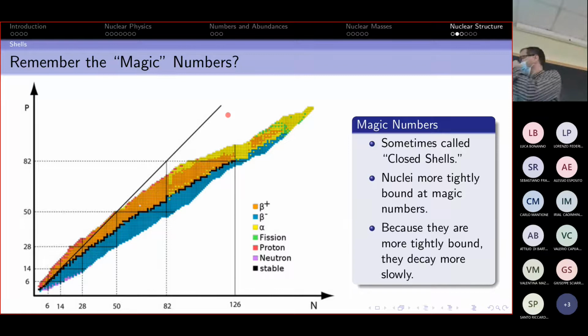Could you repeat what the magic numbers are? Actually, I'll show you on the next slide, in fact. I'll give you a list of them. So, have you ever seen anything in high school, for example, where you had something that was bound into shells, that had a filled shell, for example, that might have been more tightly bound, might have taken a lot more energy to add another item to it? I know you have.